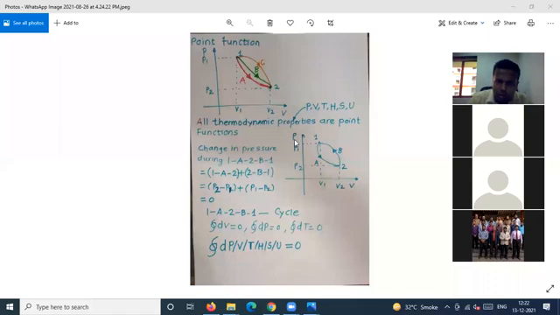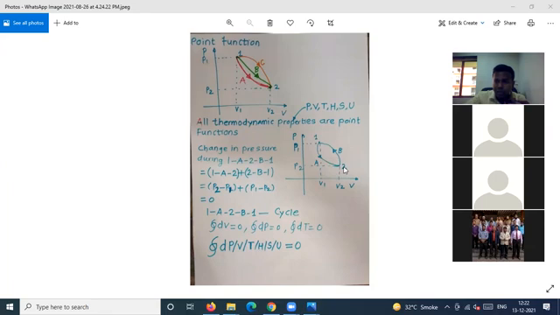Now let us try to understand. Let us see this process. I'm plotting the same process on a PV diagram. This is the initial point, initial state 1. From initial state 1, I need to reach final state 2. So I will follow path A.